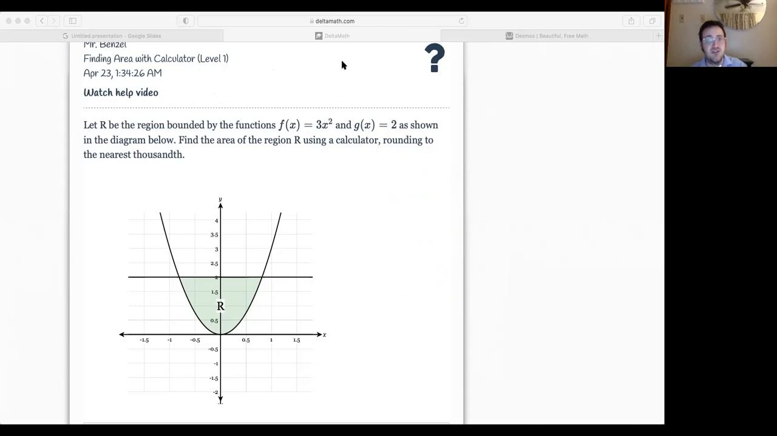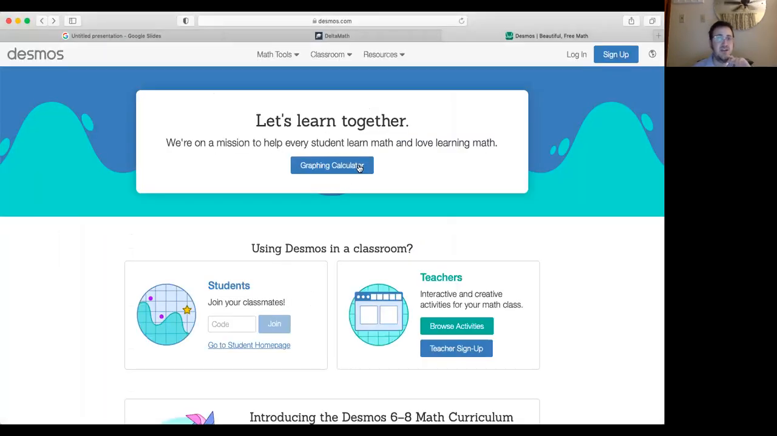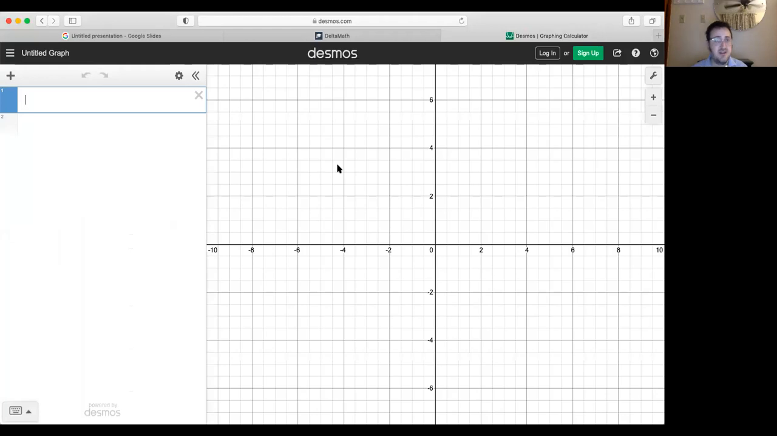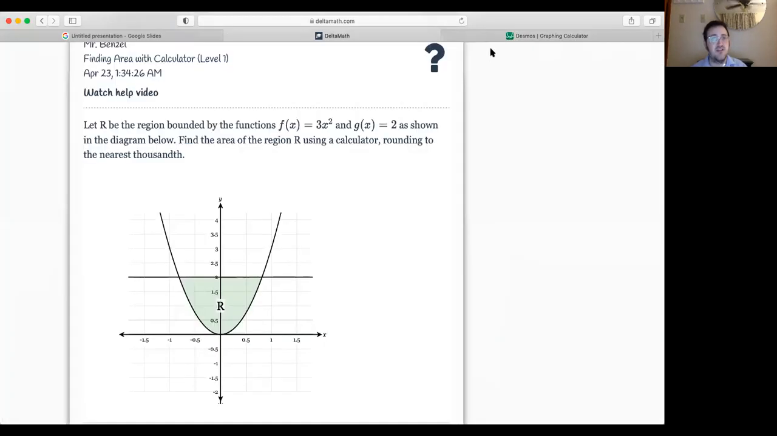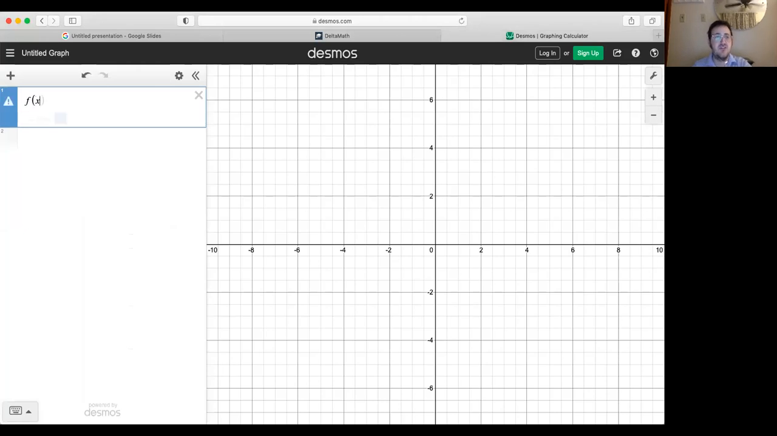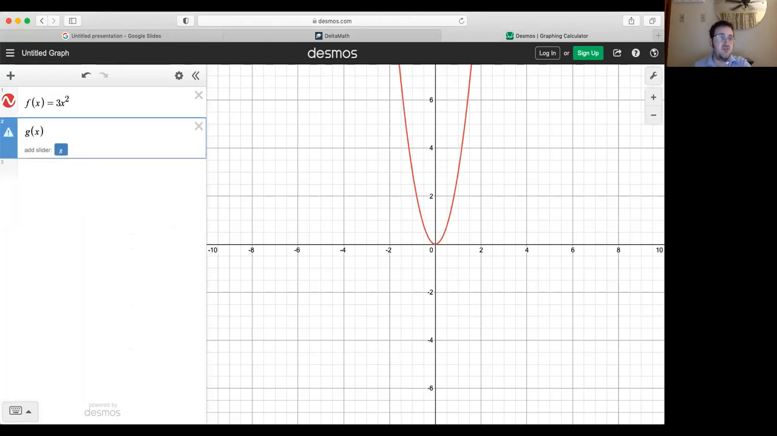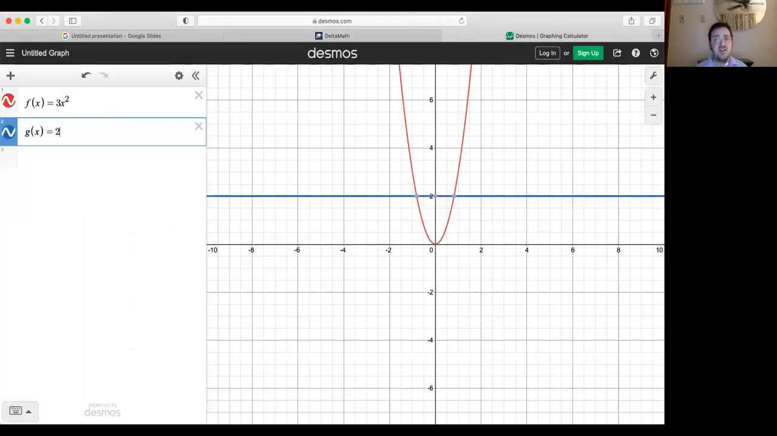So please go to Desmos.com. I have that in a tab, and if you click immediately on graphing calculator, you can click on that. I'm just going to write down our problem. We have f of x equals 3x squared. Then I have g of x, which will be the blue line, equal to 2. And the area that we want, I'm going to shade in. We want this area of the graph. You'll see why I like to shade in a minute.